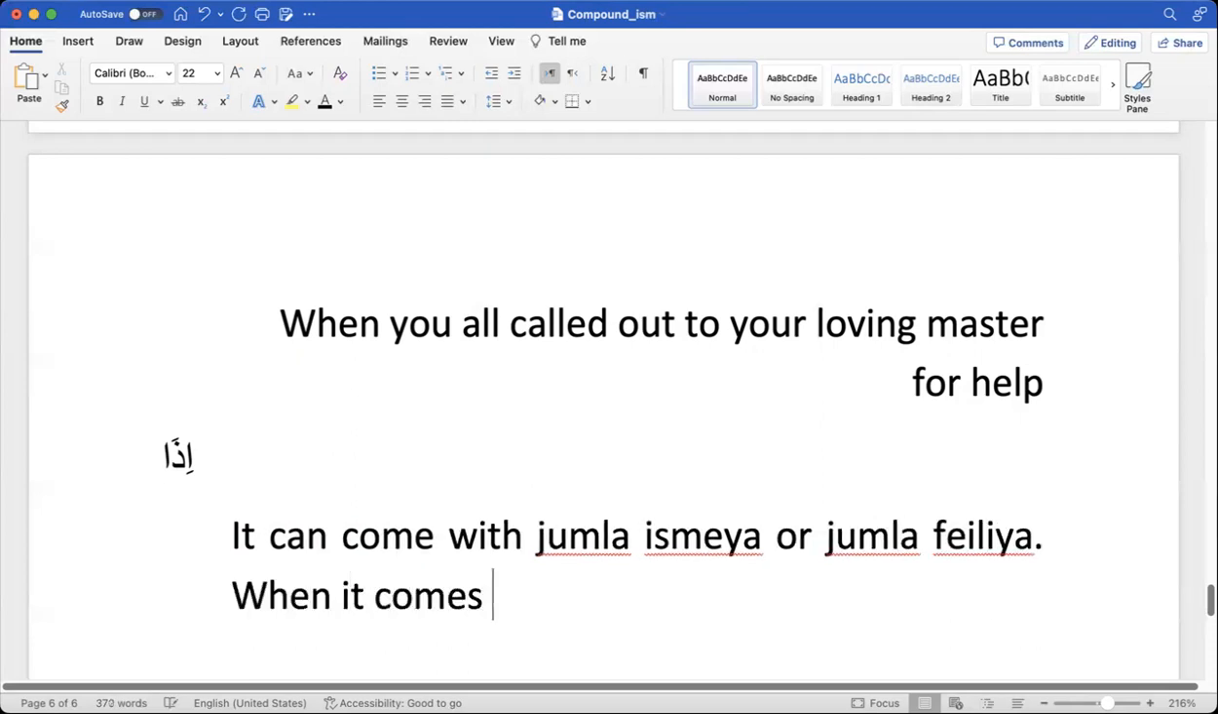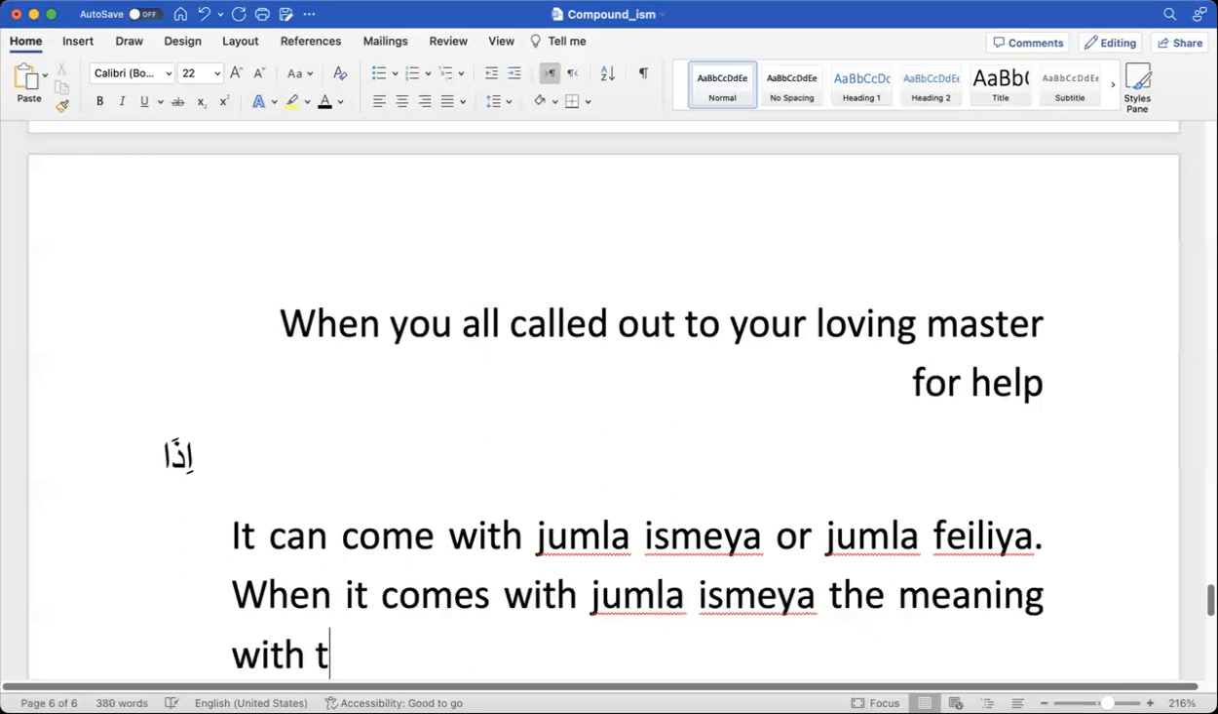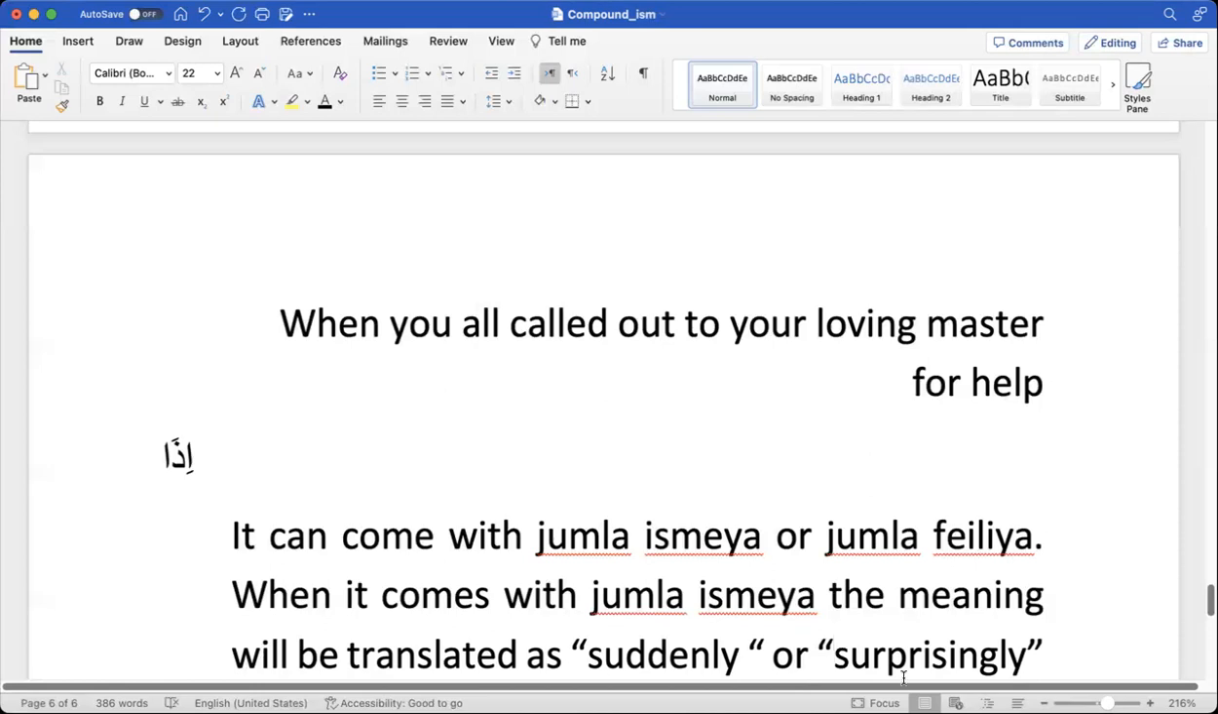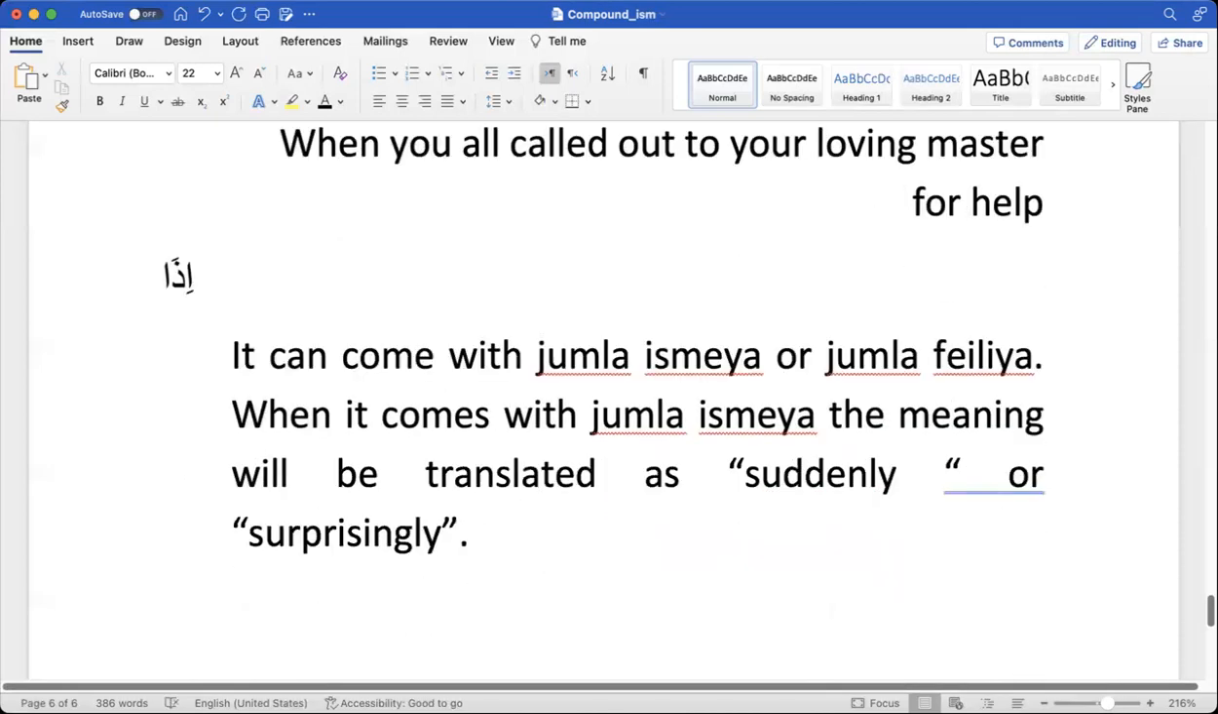When it comes with Jumla Ismiya, the meaning will be translated as "suddenly" or "surprisingly". So it creates kind of the ta'ajjub. The surprise is called fajaiya. So it creates some kind of shock meaning. Okay, shocking, like achanak kuch ho gaya hai.